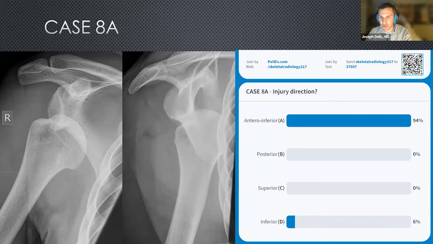One of my residents once called off because he dislocated his shoulder. I've yet to confirm if that was true or if he just didn't want to come in that day. But I like choice A.